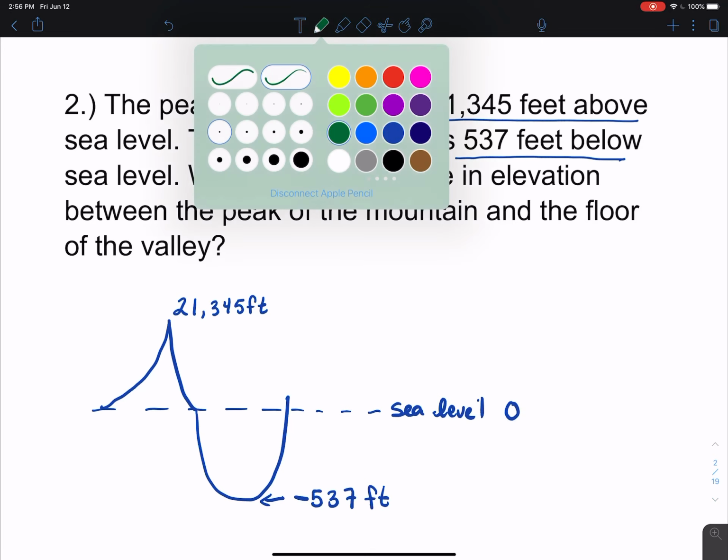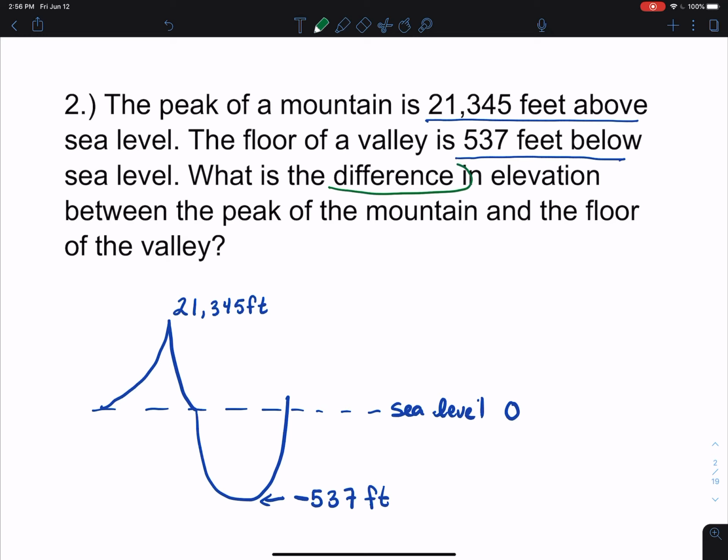And then they're asking me to find the difference in elevation. So remember, difference is a key word for subtraction. So if I'm writing this as an expression, it would be that 21,345 minus negative 537. I'm subtracting the elevation of the mountain minus the elevation of that valley floor.